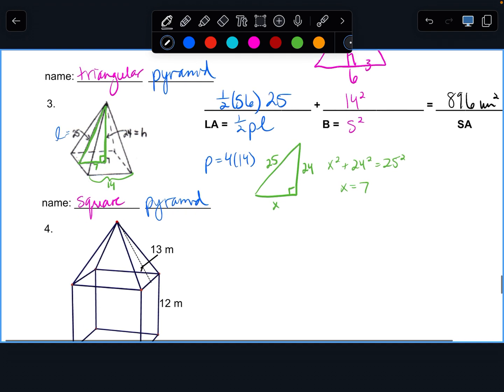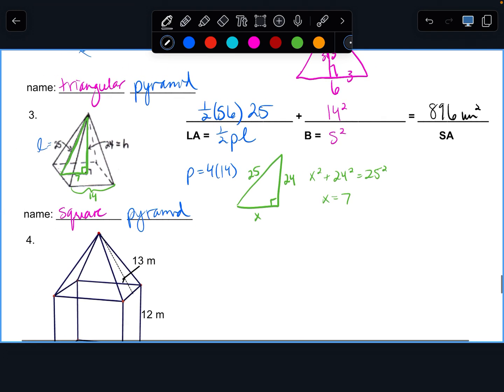Wait, is that the perimeter? Which one? 56 is the perimeter because I did 14, 14, 14, 14. And then the B is the area, so I just took the side and squared it. What's the L? The L is 25.